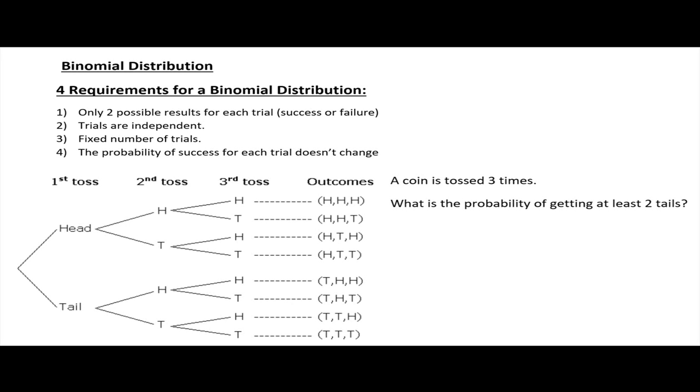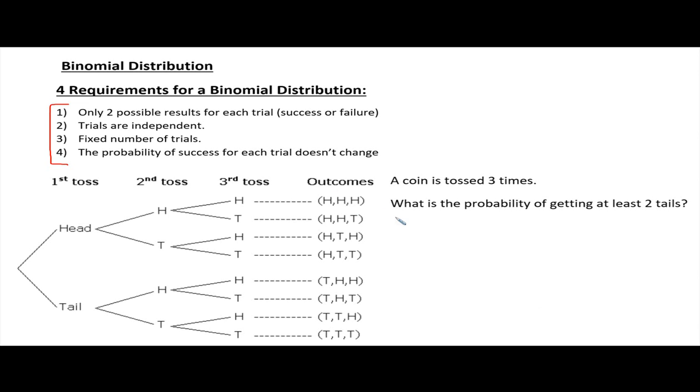Okay, so let's take a look at what makes a problem a binomial distribution type question. There are 4 requirements that need to be met in order for a question to be considered a binomial distribution. Let's take a look at this example right here, and I'll explain why this can be considered a binomial distribution type question. Okay? So the situation is a coin is tossed 3 times. What is the probability of getting at least 2 tails?